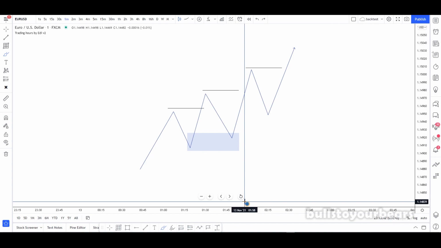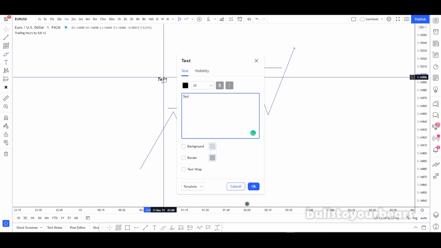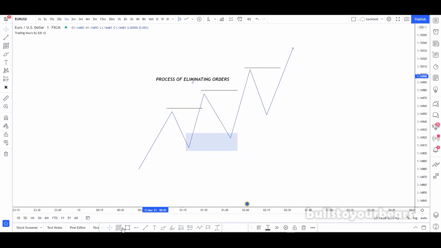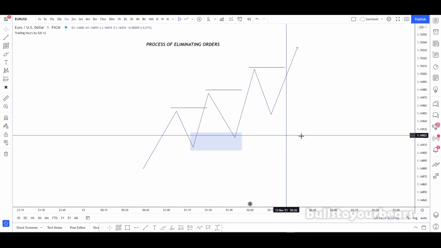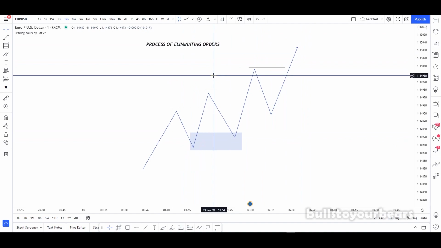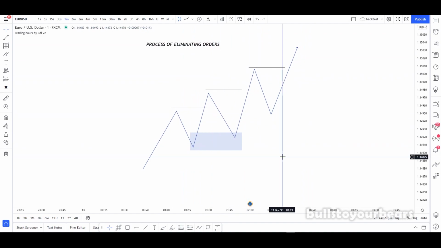So what is mitigation? Mitigation, if you look it up, I think is the process of eliminating something, right? So if you think in terms of the bank, let me just write it down: the process of eliminating something. In this case, it is the orders, the bank orders. So it is the process of eliminating orders. The banks want to close their orders. That's why it's mitigation.